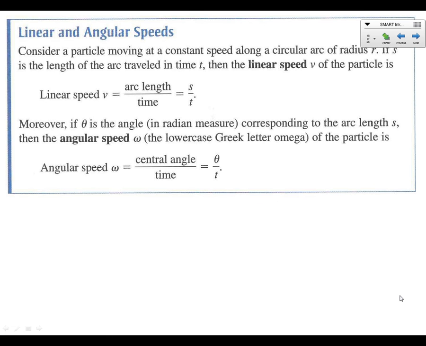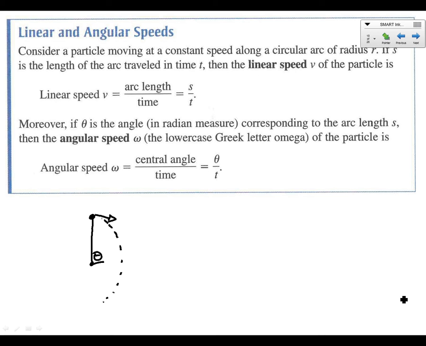All right, the other thing that we can do is figure out linear and angular speeds. So this is things being thrown in a circle. Let's say we have a rock on the end of a string and we're swinging it in a circle. We've got two different things going on here. We've got linear speed, which is how fast the actual rock is traveling, and then we have the angular speed, which is how fast our angle is changing. All right, so two different things.